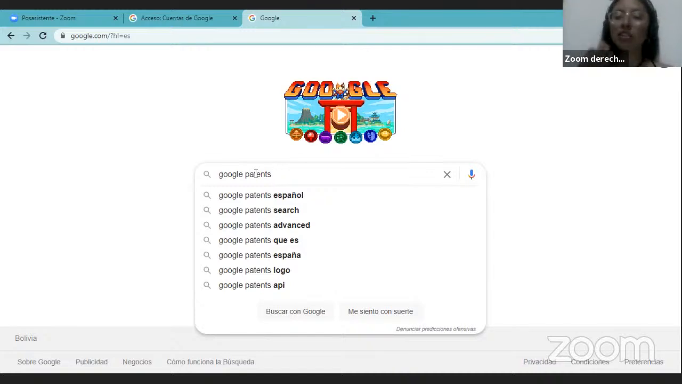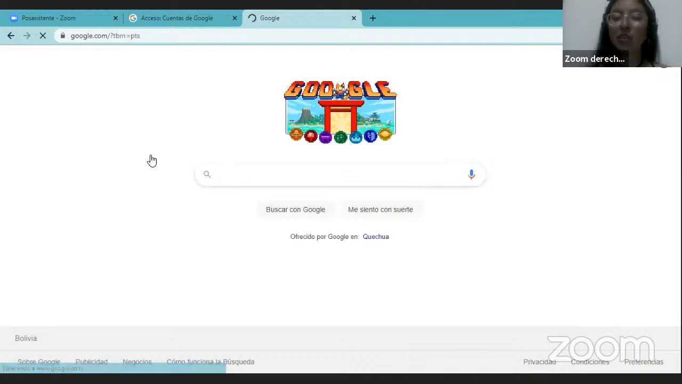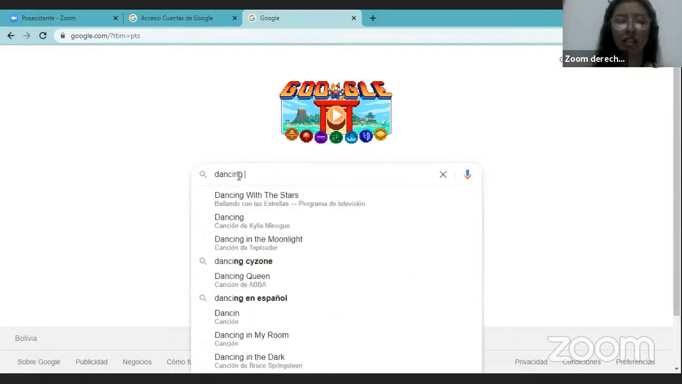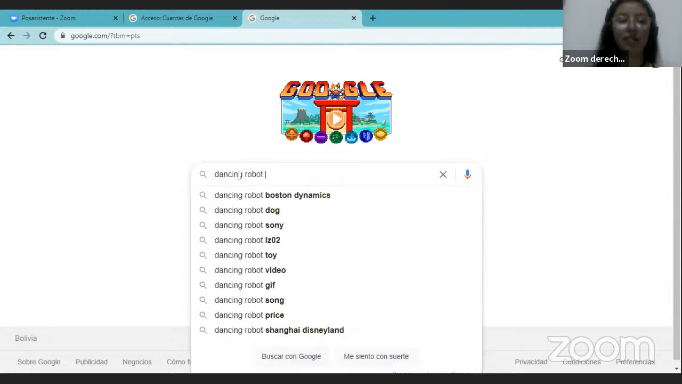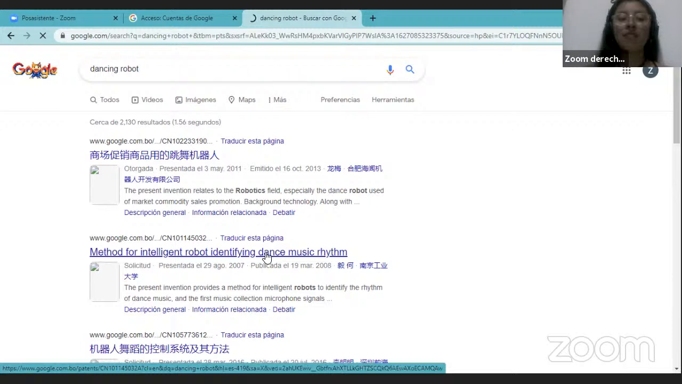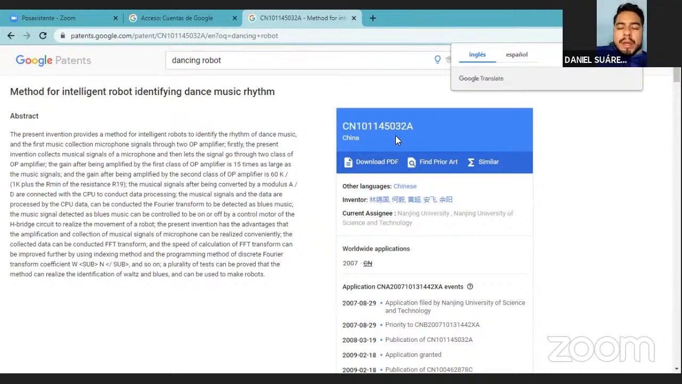So we have a tool that is called Google Patents. Most of my students never heard of it before. But basically, here you have an idea about how in the real world you can create an investigation about a topic. For example, we will discuss a dancing robot. Then you have the prior art methods for intelligent robots identifying dance music rhythm. For example, we have who was the creator or the inventor, when, and here you can find prior art.